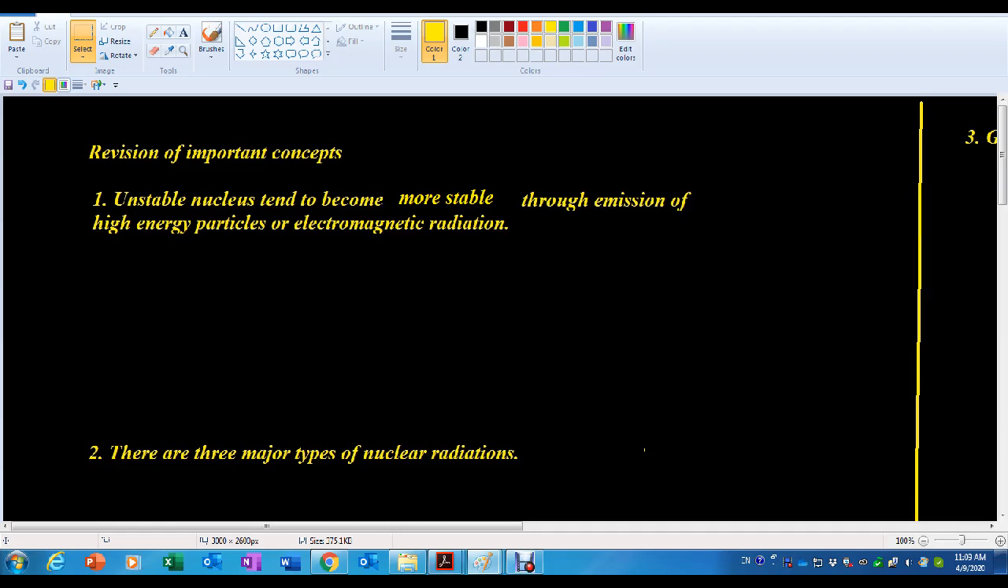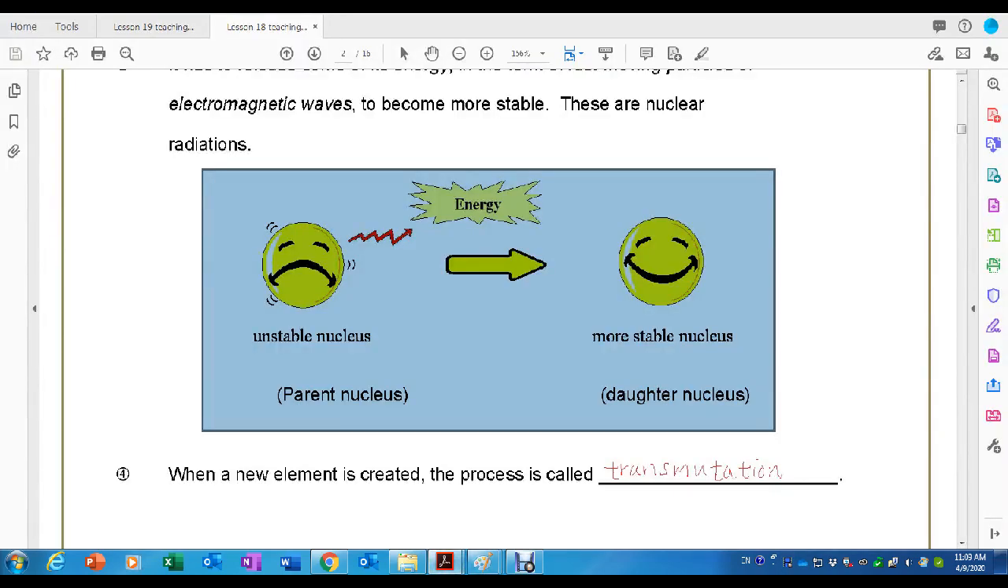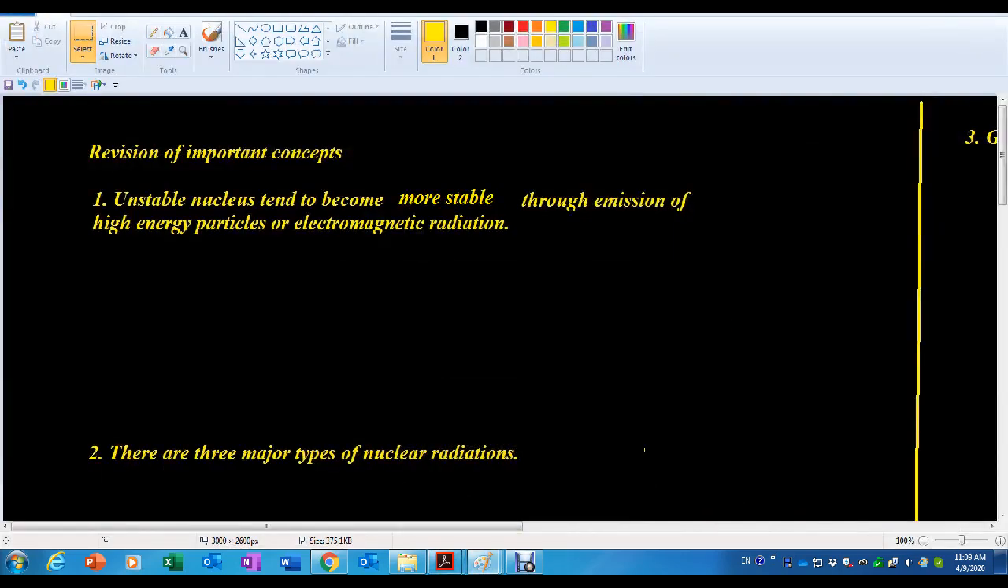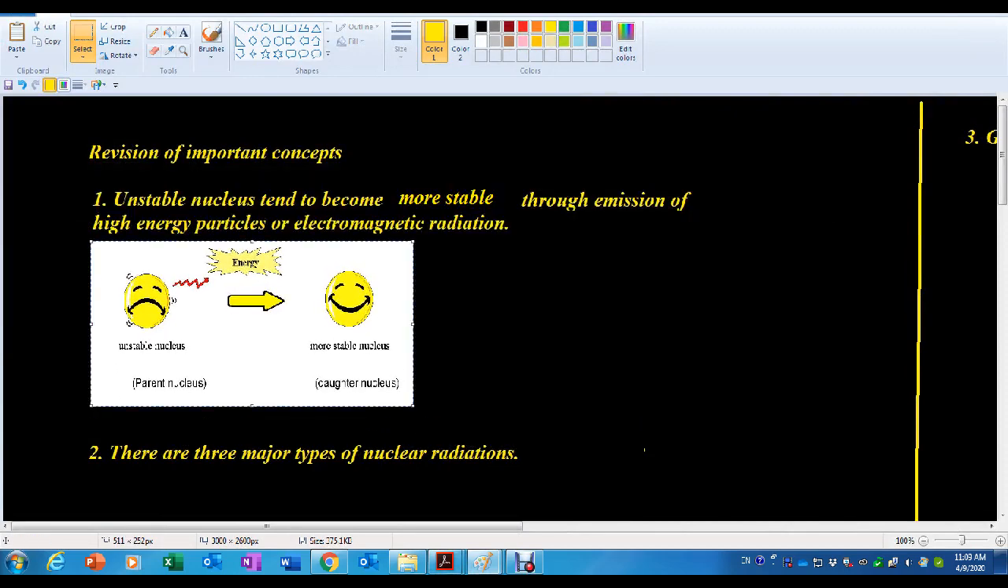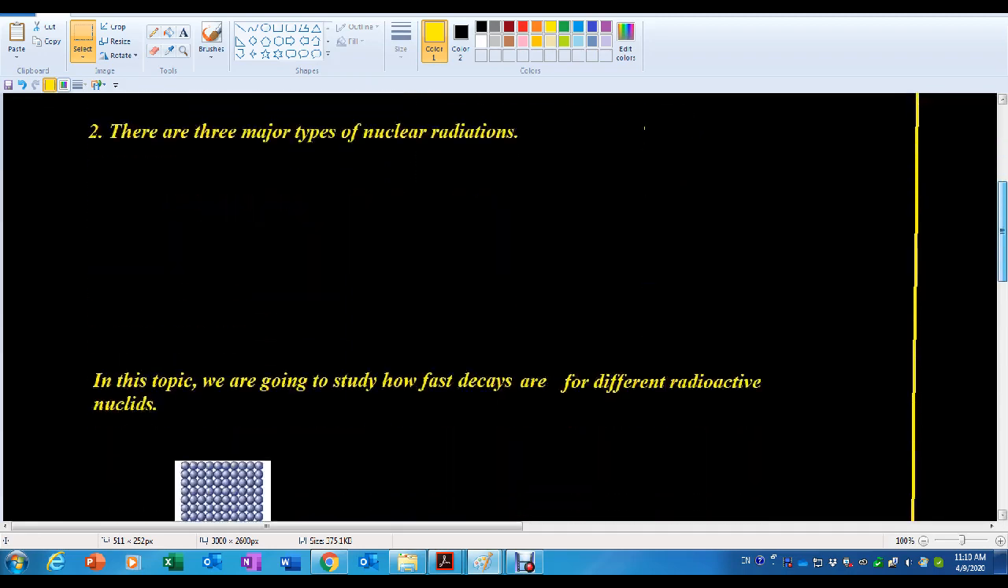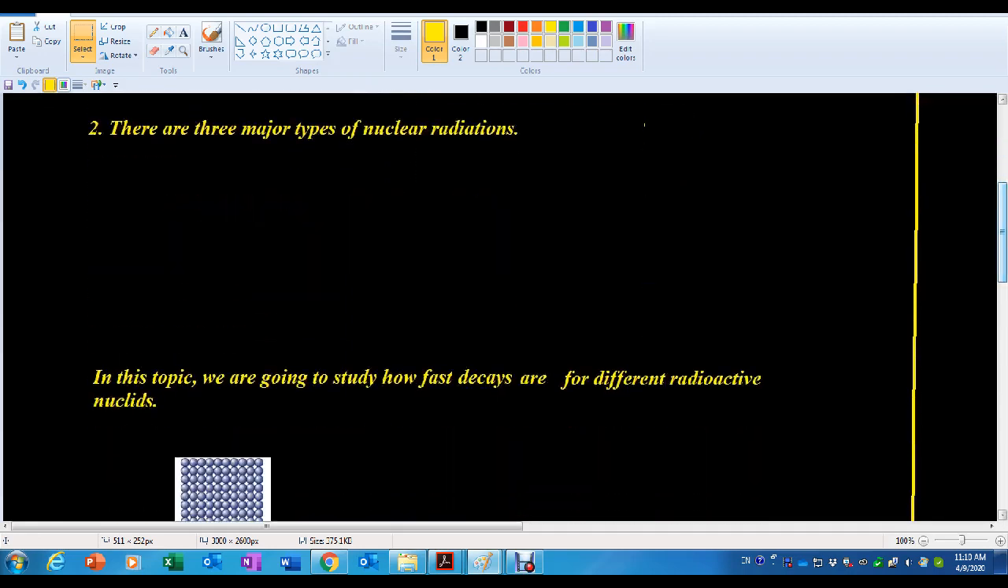If we go back to our previous notes, do you still remember this figure? It's just an illustration for us to understand what happens for an unstable nucleus. They tend to release their energy through some high energy particles or radiation. We also have learned that there are three major types of nuclear radiations. Still remember what they are?